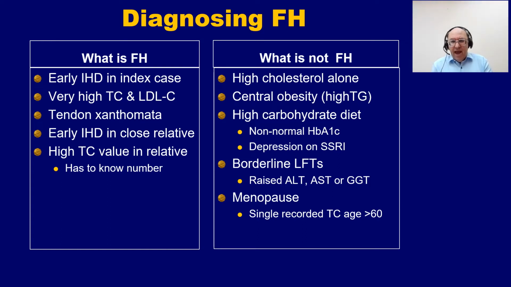The problem that we have is that what is not FH can all look remarkably like it. You can have a high cholesterol alone by non-FH causes. And as the prevalence of coronary disease in the general population is falling due to lifestyle factors, more and more FH is presenting just with hypercholesterolemia. We have central obesity with the metabolic syndrome. That is tending to raise triglycerides. And as I mentioned, some of these scoring systems give you a negative bias for high triglycerides.